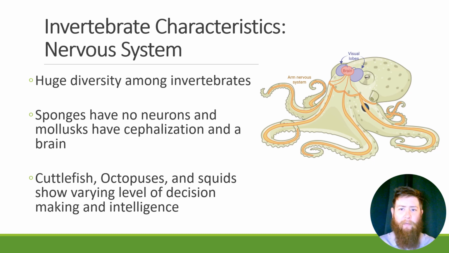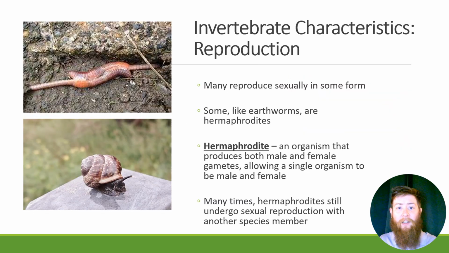The nervous system of invertebrates has huge diversity. There are really small nervous systems, like sponges that have no neurons, and jellyfish, which can't sense what direction something is coming from. They can only tell if they're being poked. So they're really simple, all the way up to octopuses that have what we would consider brains and a lot of sensory information. Cuttlefish, octopuses, and squids have a lot of decision making and intelligence capability. So we see a lot of diversity inside of invertebrates as far as nervous systems go.